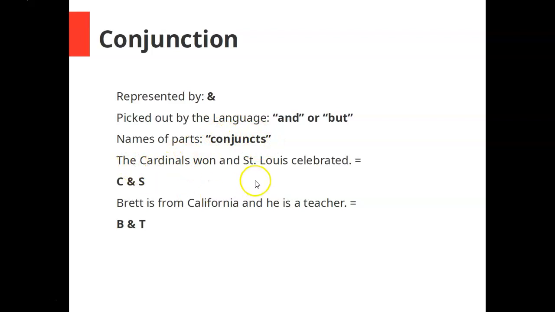So if I wanted to represent the sentence, the Cardinals won and St. Louis celebrated, I might choose to represent that by C conjunction S, where C stands for the Cardinals won, S stands for St. Louis celebrated, and I put a conjunction of them. Those are the conjuncts, a conjunction of C and S. Brett is from California and he is a teacher, would be represented by B conjunction T. Right? B is a conjunct, T is a conjunct, B conjunction T. That represents Brett is from California and he is a teacher.